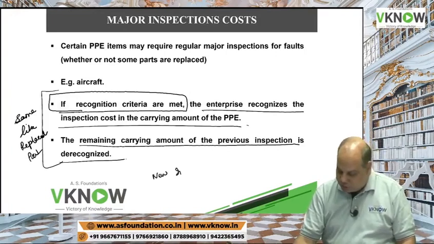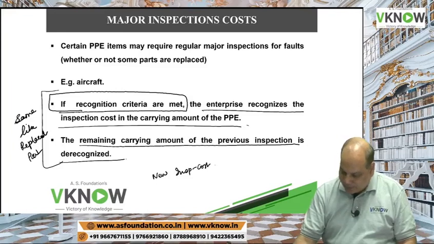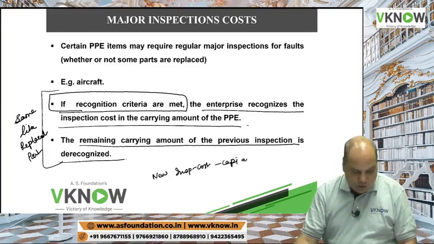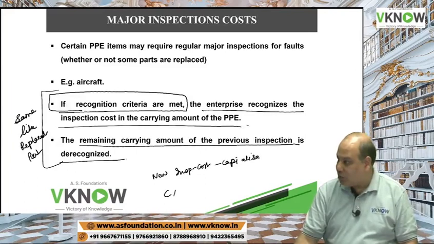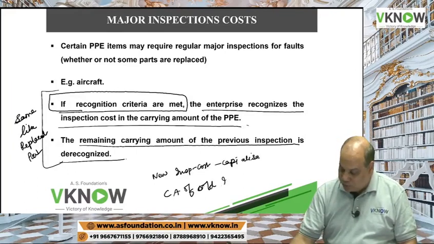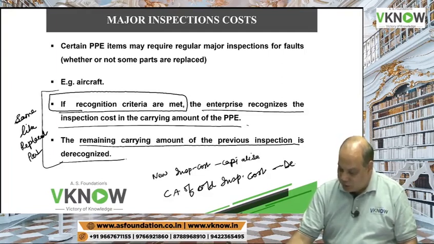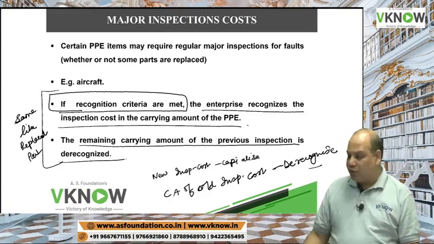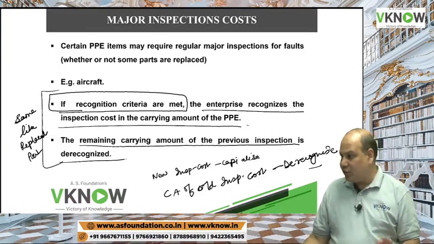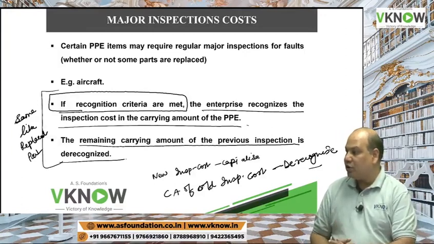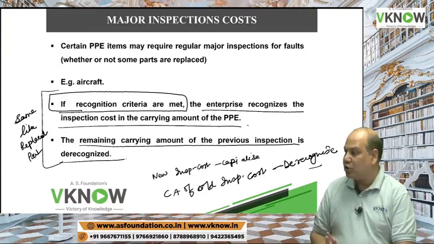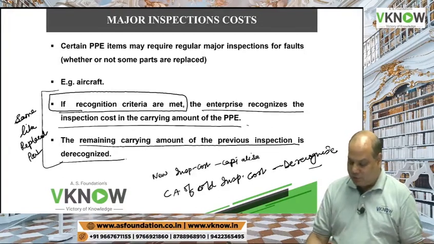New inspection cost, capitalize. Carrying amount of old inspection cost, derecognize. So the summary of this paragraph on the screen is: cost of new inspection will be capitalized and the carrying amount of the old inspection cost will be derecognized.